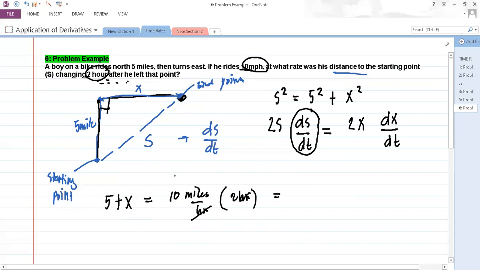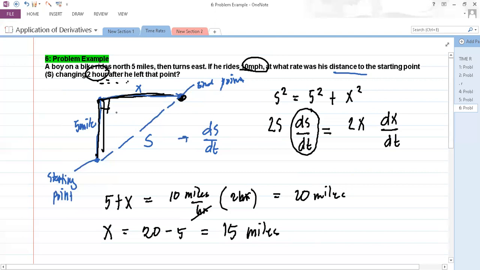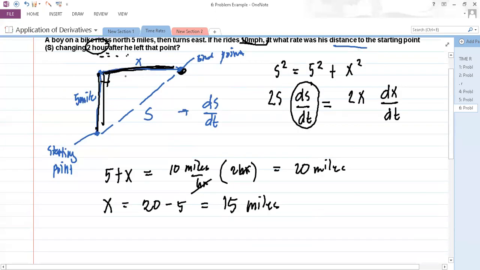Okay, meron tayong rate, meron tayong time. So rate times time, makukuha natin yung distance, which is 20 miles. So yung buong nilakbay niya is 20 miles. So that is 5 plus x. Makukuha natin ngayon that x is equal now to 20 minus 5. So 15 miles yung nilakbay niya nung nag-turn siya ng east. That is our x, 15 miles. So we have now our x.